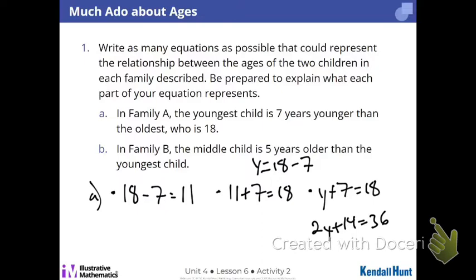So now that you've seen this, I want you all to try family B. So who's got some equations for family B for me? Vinny, you got one? x plus 5 equals y. Okay, yeah, I like that. So now we have two variables, right? Two unknowns.